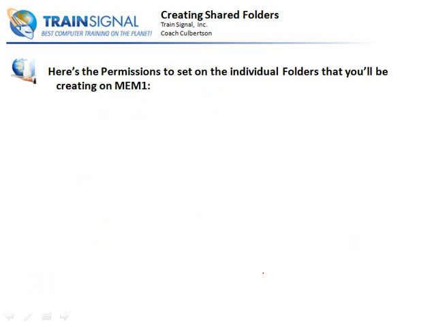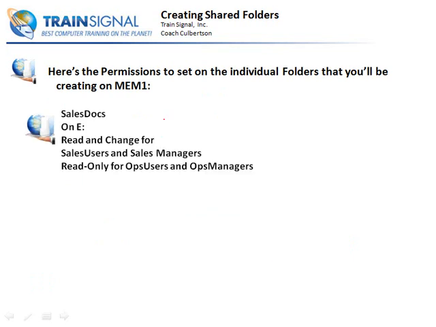Now, here's the permissions that we're going to be setting on these folders, okay? We're going to be taking sales docs, the one that we're creating right now, and we're going to be applying read and change for sales users and sales managers. Now, we're only going to be giving read-only access, though, to ops users and ops managers. Okay, so they won't actually be able to change anything in the file. They won't be able to add anything. They'll just be able to read stuff that's in that particular folder. The sales users and sales managers, however, will be able to do most of the things in that folder. They'll be able to add, delete stuff, change files, not a problem there. But they won't be able to delete this entire folder, right? This is a good thing.